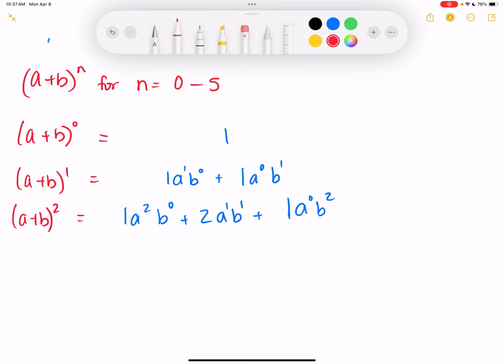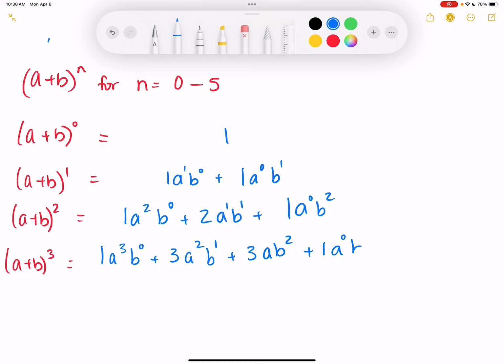Then keep going. A plus b cubed. So I've got 1 a cubed b to the 0, plus 3 a squared b to the 1, plus 3 a b squared, plus 1 a to the 0 b cubed. So this one is 1, 3, 3, 1.